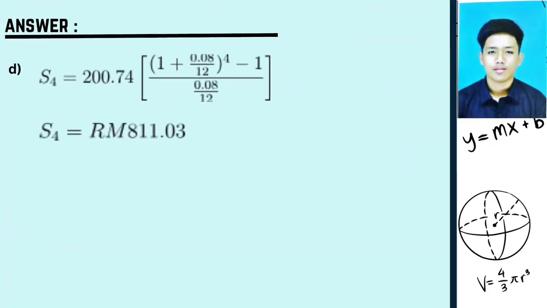The last question, D. The question is, if he has not paid his first 3 monthly payments, how much should he pay on his fourth payment to settle all outstanding arrears? So we will use the future value formula to find it. The S will be S4 because he needs to settle all outstanding arrears on his fourth payment. After we solve the calculation, the answer will be S4 equals 811 ringgit and 3 cents.